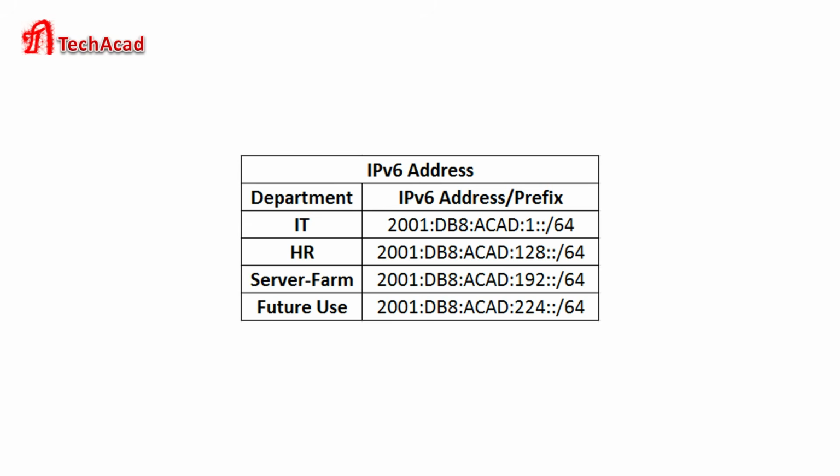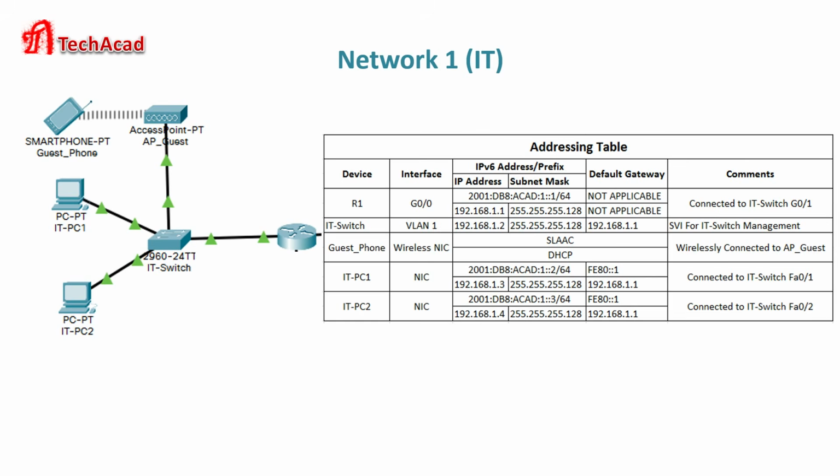We taken global unicast IPv6 address. For the IT department 2001:DB8:ACAD:1::/64. Then for HR department ACAD:128::/64. Then for server farm ACAD:192::/64. Also, we taken some IPv6 address for the future use. Now we will see the addressing table for each network.